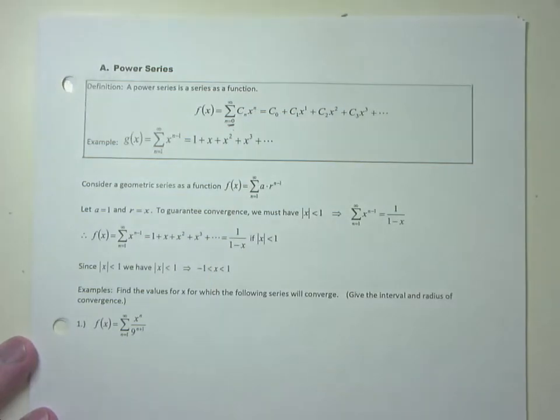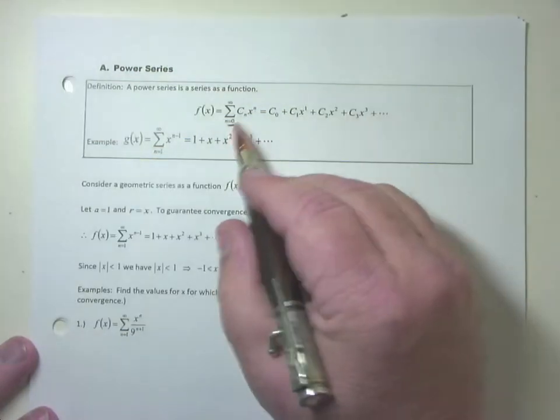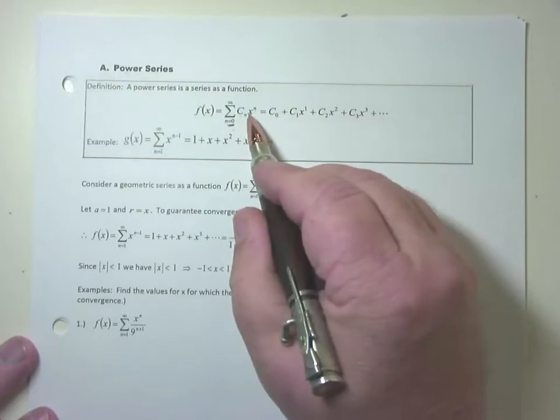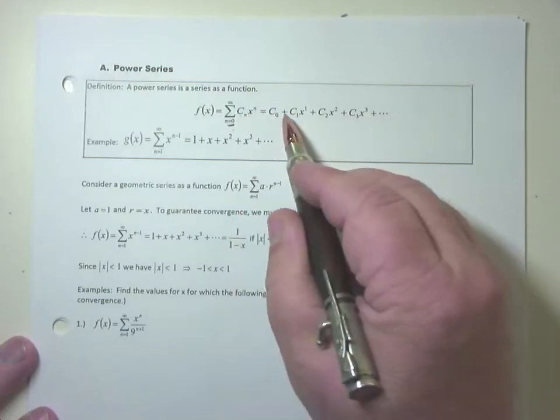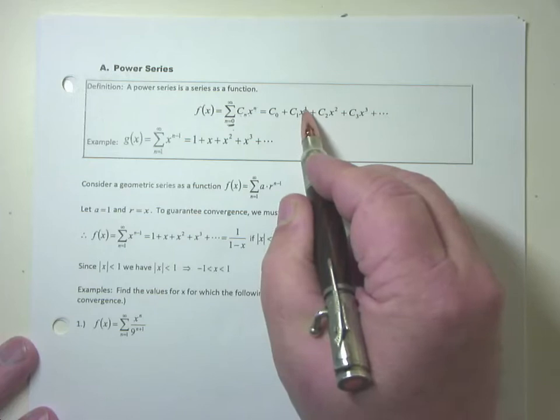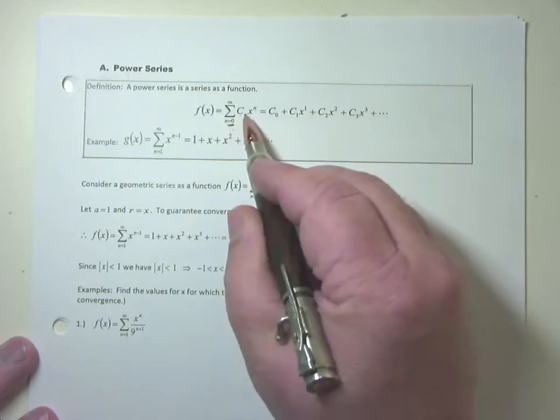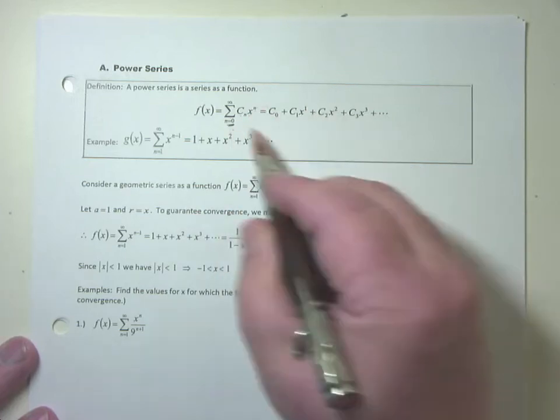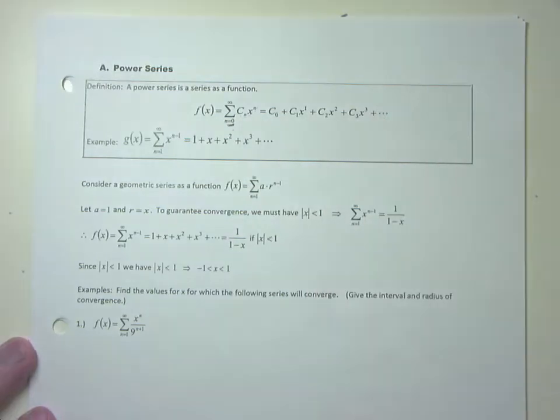With summations, you plug in the first number. This time the first number is 0. That'll be C0. X to the 0 is 1, so you get C0. Plus, plug in 1, C1 x to the first. Plug in 2, C2 x squared. Plus, plug in 3, C3 x cubed, plus dot, dot, dot.